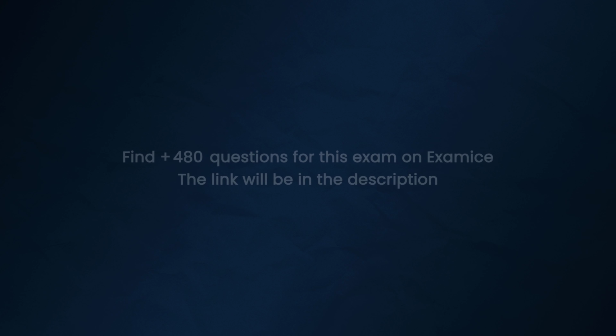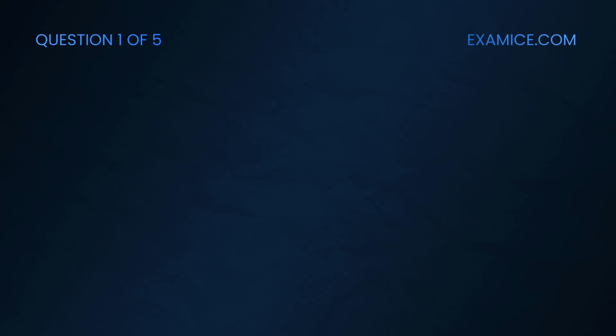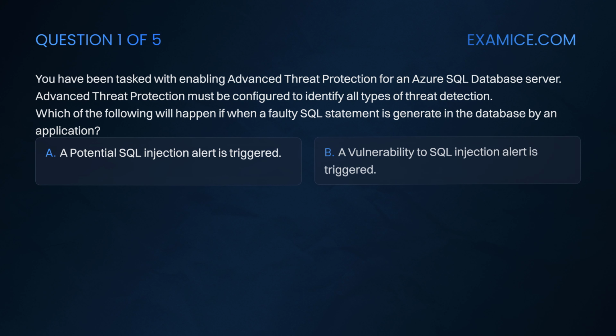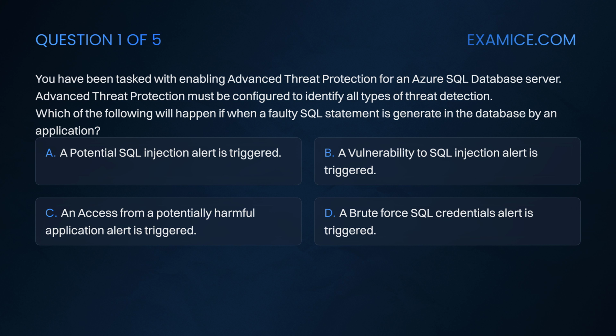Let's get started. Question 1. You have been tasked with enabling advanced threat protection for an Azure SQL database server. Advanced threat protection must be configured to identify all types of threat detection. Which of the following will happen if a faulty SQL statement is generated in the database by an application?